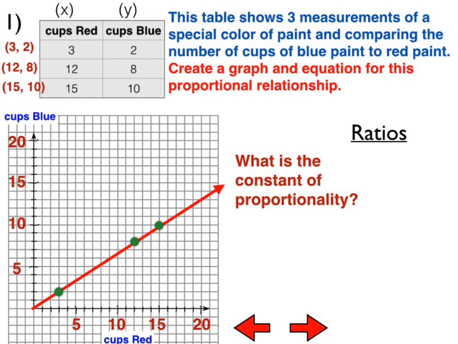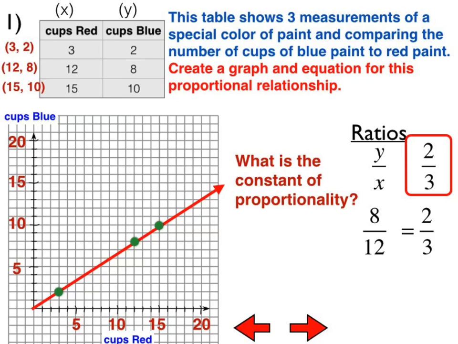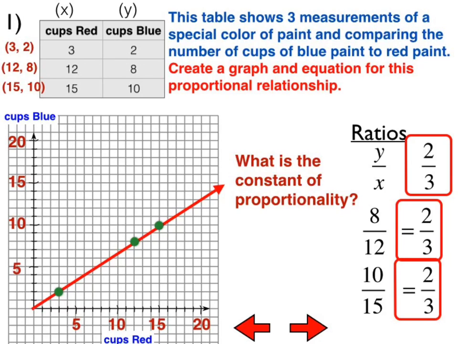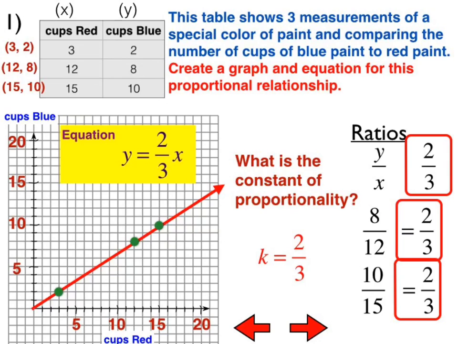All right, so we're checking our ratios of y over x. We have 2 over 3, which is already simplified, and then 8 over 12, which simplifies to 2 over 3, and then 10 over 15, which simplifies to 2 over 3. That confirms that this is a proportional relationship because the ratios are equivalent, and that tells us that our constant of proportionality is k equals 2/3. From there, we can figure out the equation: y equals 2/3 x. So make sure we have everything filled in for number one.